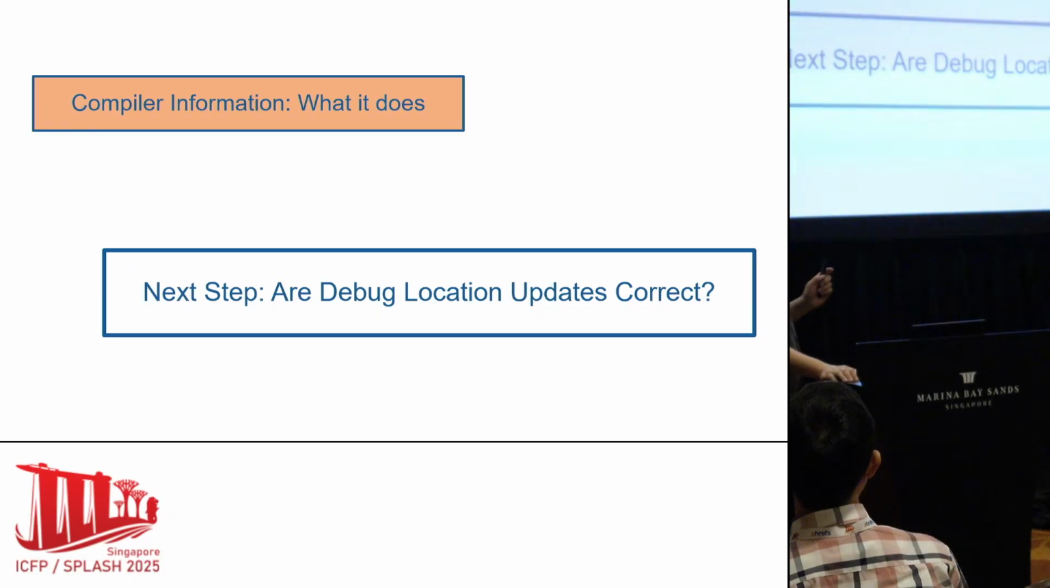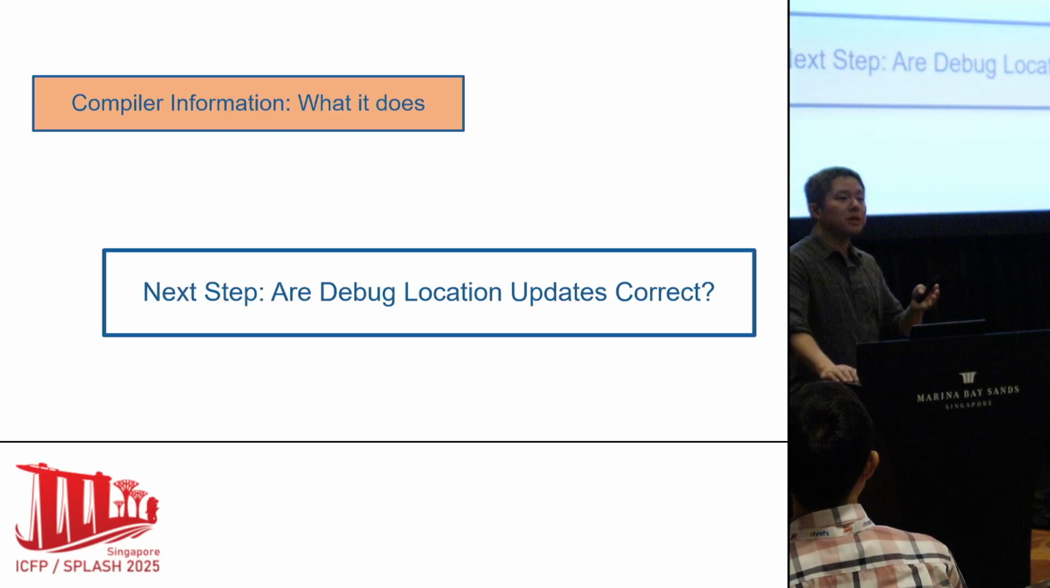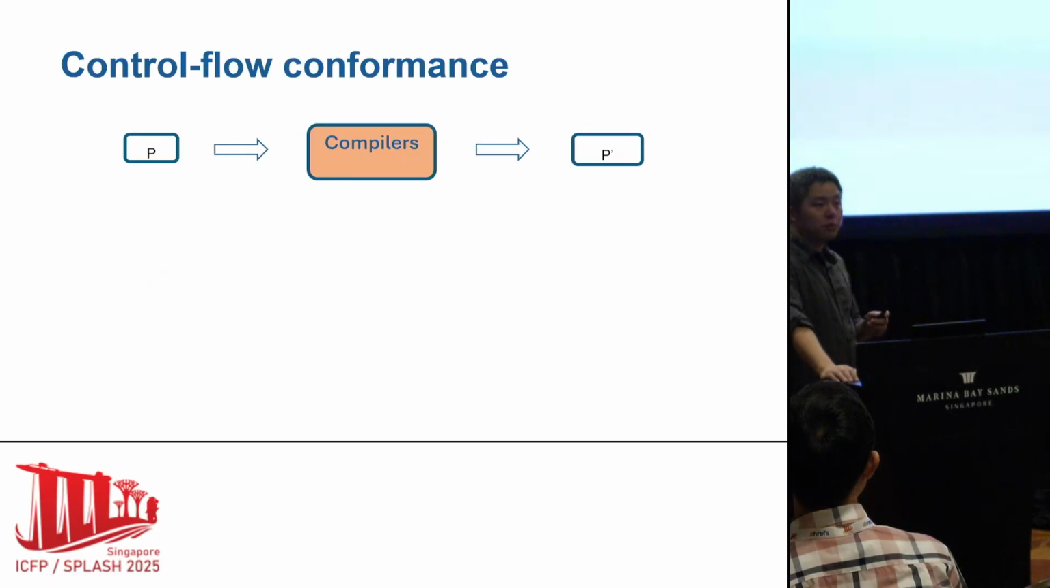Okay. Our next step is basically to tell us the correctness, right? How do we know that a certain debug information update is correct? That is critical in our validation workflow. Okay, how will we be able to tell that?